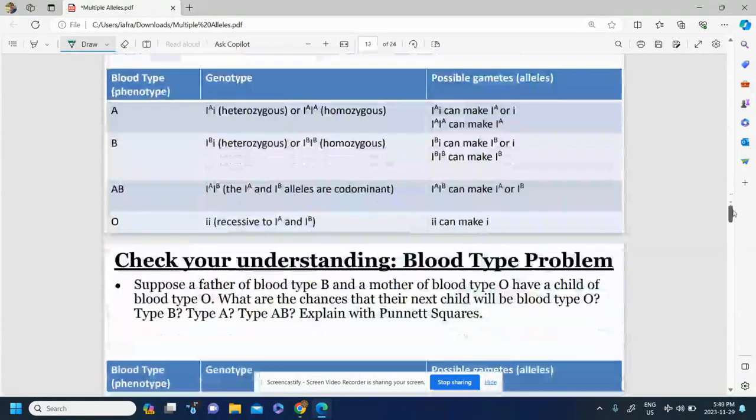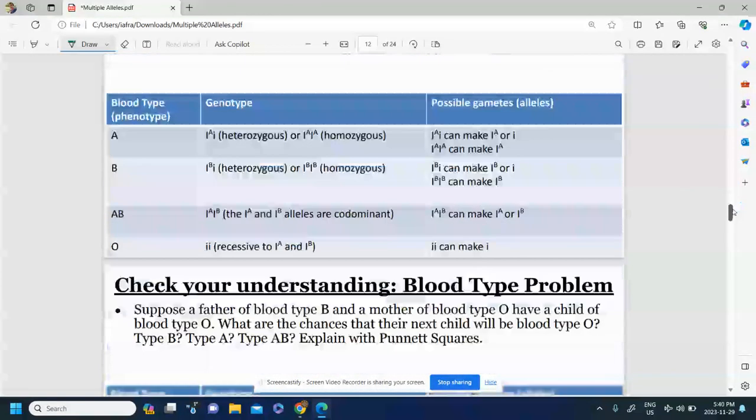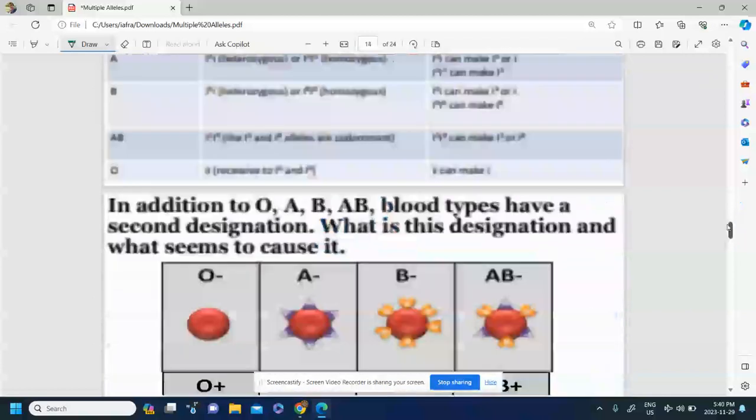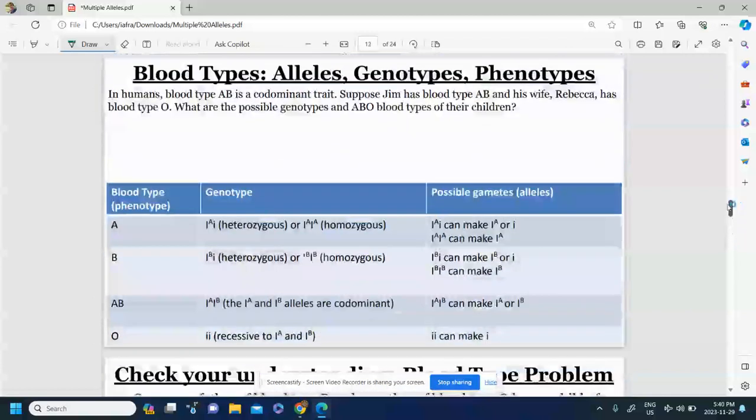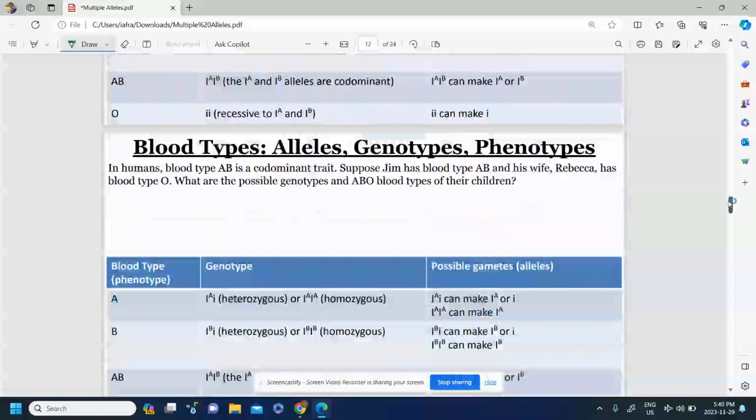All right, let's try our next problem here. This will be our last problem for this video, and then actually we'll do the last two problems in this video. So we have, in humans, blood type AB is codominant, a codominant trait. Suppose Jim has blood type AB. So let's write Jim out here. Jim has IAIB. And his wife, Rebecca, has blood type O, little i, little i. What are the possible genotypes and ABO blood types of their children?